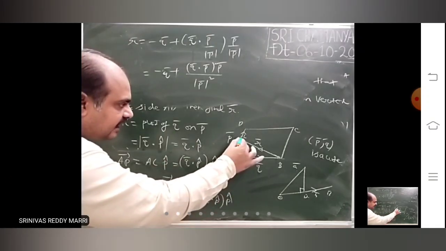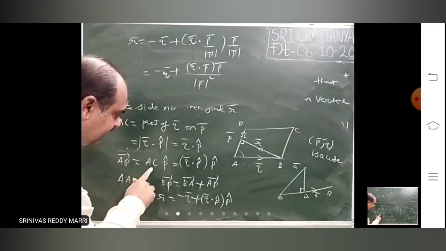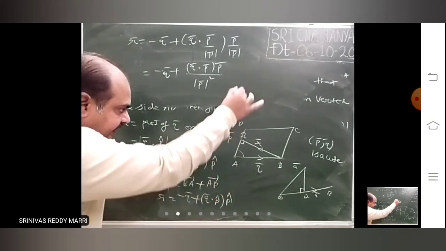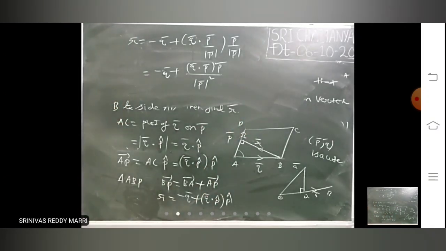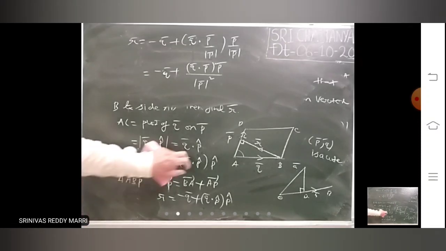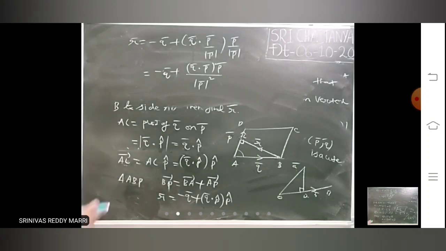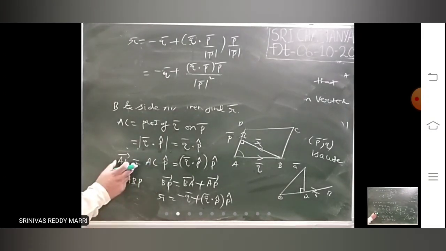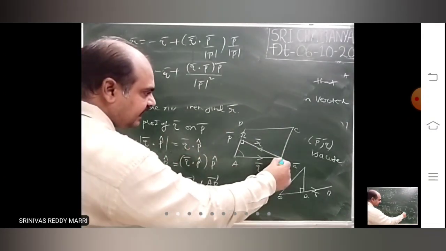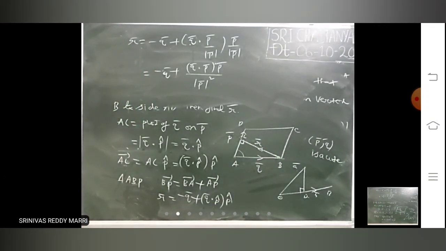So now AL bar vector I want to calculate. AL length you know, that vector into the unit vector in that direction. So that is over. So this is AL bar, not AP bar. AL bar is AL into P cap. After calculating AL bar, BL bar you can calculate from the triangle. BL bar, this is like that application.